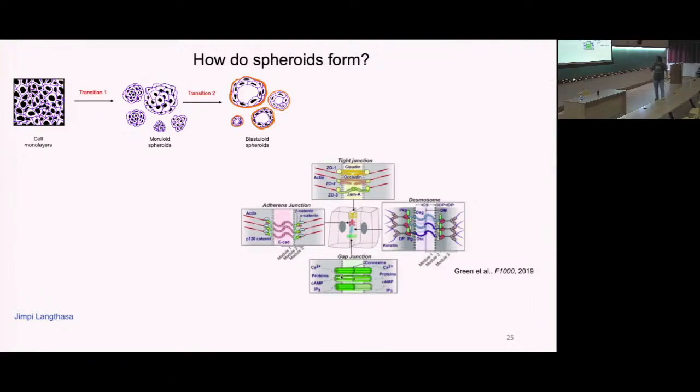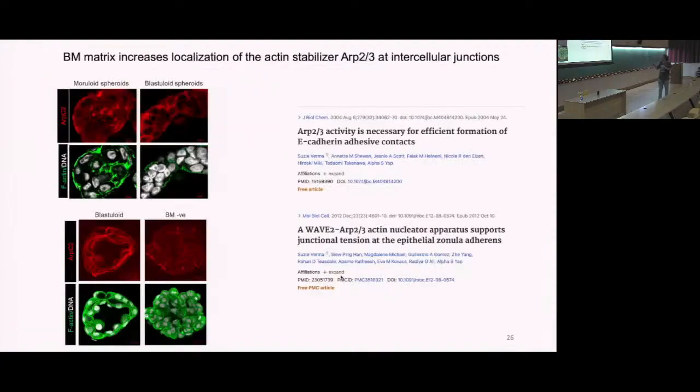And one needs to look at a series of junctional complexes that form between cells. There are several names and there are several types of them, but let's again stick to nameless principles. Okay, so what we saw was that the basement membrane coat was increasing localization of one particular molecule called ARP23 at the intercellular junction.